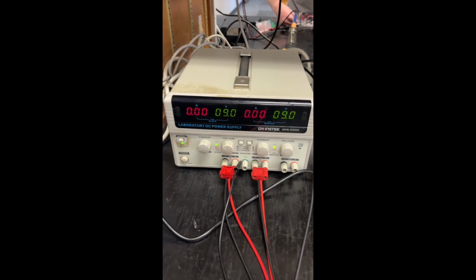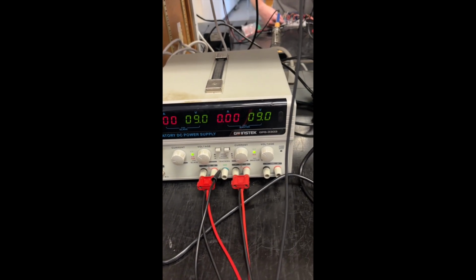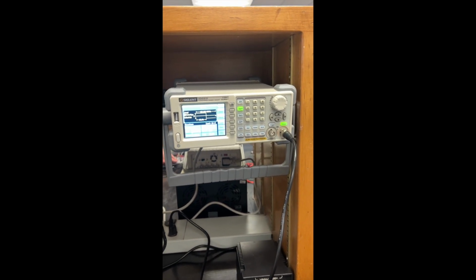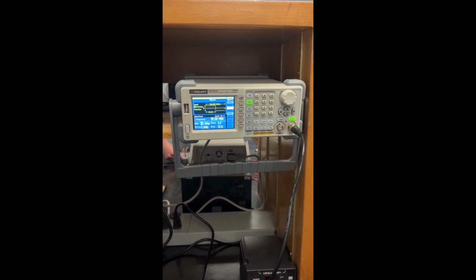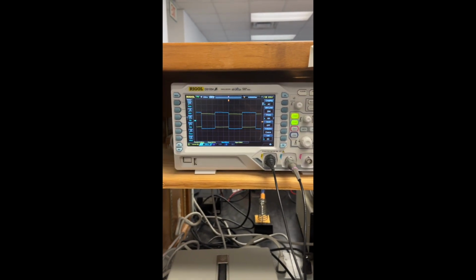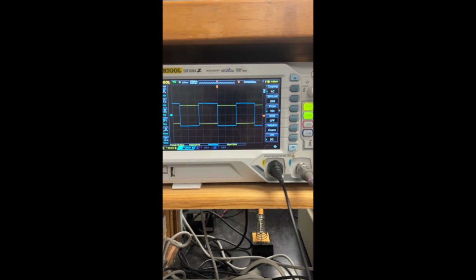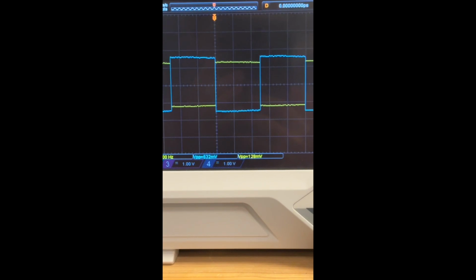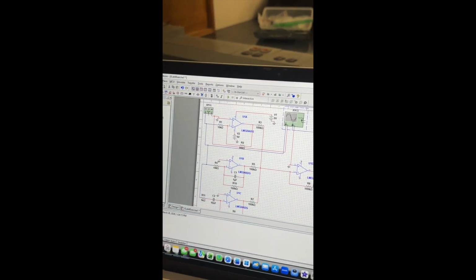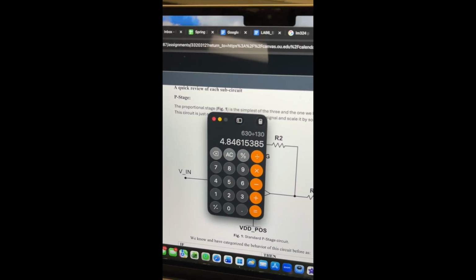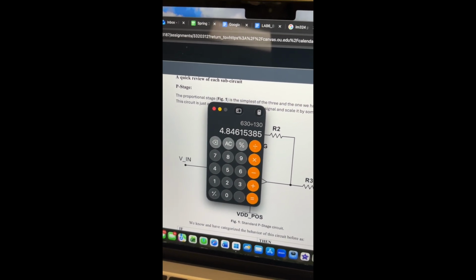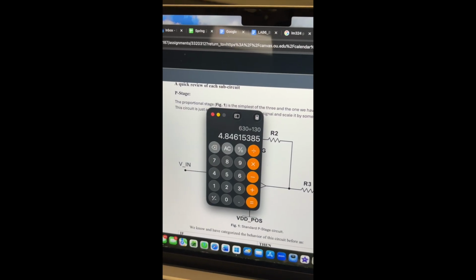I'm using our function generator to supply a positive and a negative 9 volts to the LM chip. And then I'm using this function generator to generate a square wave with an amplitude of 100 millivolts. Here on our oscilloscope, we're measuring our input versus our output. We can see at the bottom that the input is 128 millivolts, while the output is 632 millivolts. So when we use our gain formula, we find that we have a gain of 4.846, which is pretty close to our desired gain of 5.